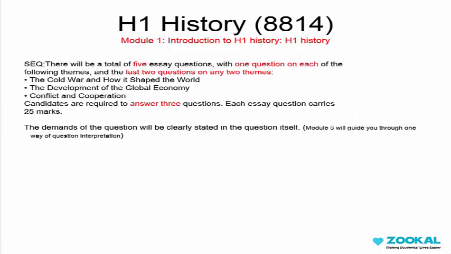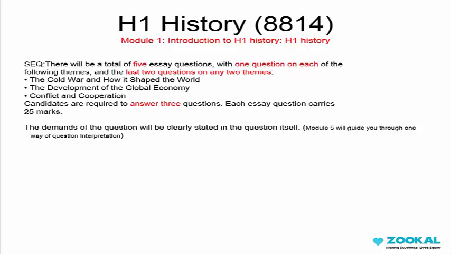For SEQ, there will be a total of 5 essay questions, with 1 question on each of the following themes, and the last 2 questions on any 2 themes. The first theme is the Cold War and how it shaped the world. The second theme is the development of the global economy. The third theme is conflict and cooperation. So candidates are required to answer 3 questions, and each question carries 25 marks. The demands of this question will clearly be stated in the question itself, and Module 5 will guide you through one way of question interpretation. When I say one way of question interpretation, I mean my way of question interpretation.